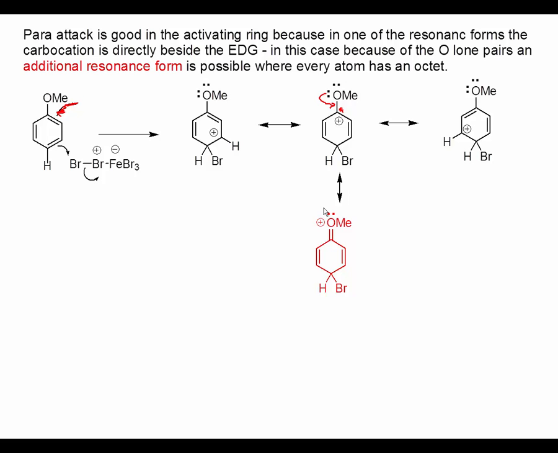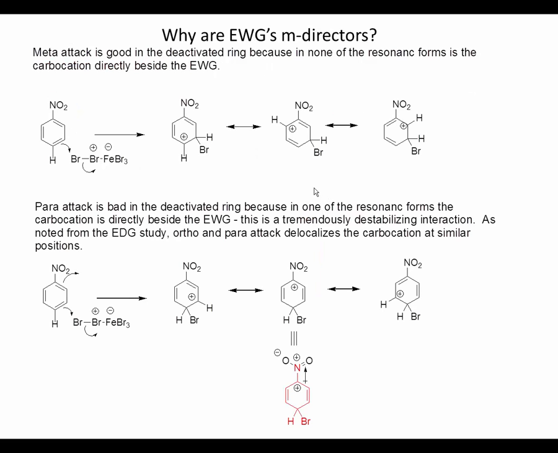Okay, let's look at a deactivated benzene system and look at why it prefers meta. Here is the initially formed resonance form. We have the standard allylic resonance forms that you have when you draw the resonance forms in these doubly allylic systems. And what you'll notice is that when you attack the meta position, never is the carbocation right beside the electron withdrawing group. Recall that when we attack the meta position, it was never beside the electron donating group.